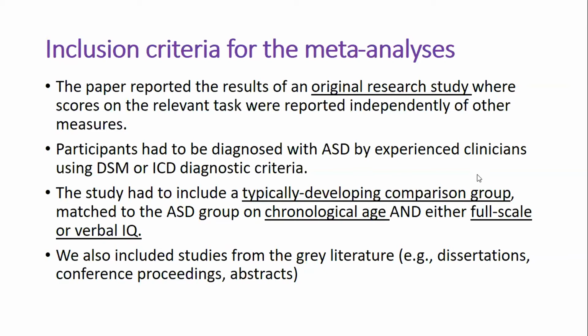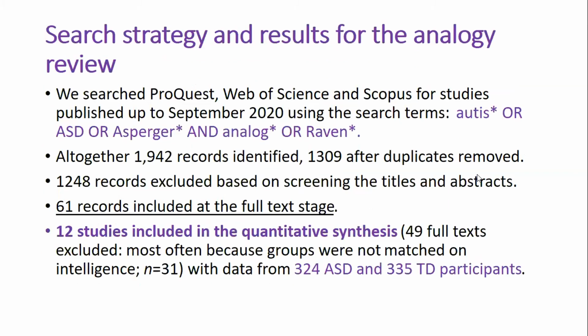And just a final point, that we also included studies from the gray literature, which is, for example, dissertations, conference proceedings, or conference abstracts. And we did that to try to avoid publication bias, because quite often studies which don't find a significant difference or a significant result remain unpublished, which could, of course, distort the results of meta-analyses.